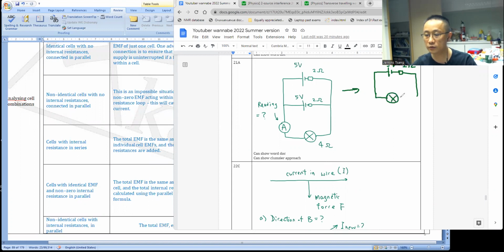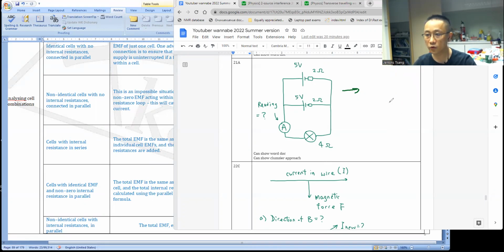There's 2 and 2 in parallel. Effective resistance only 1. The bulb still has 4 ohms of resistance. So this is now a simple series circuit with 5 volts serving a total of 5 ohms. So 5 divided by 5 is just 1, making A the correct answer.